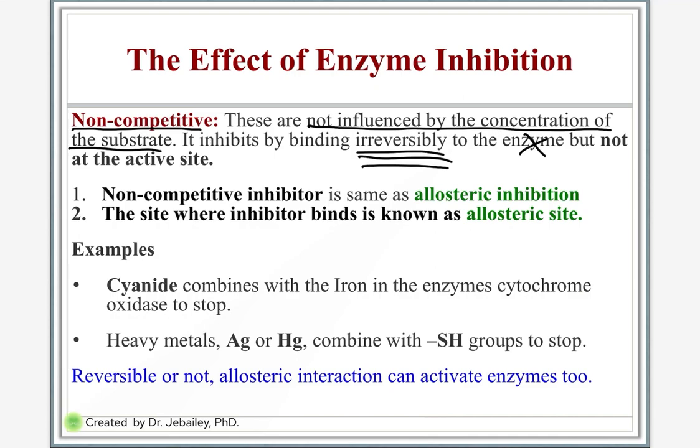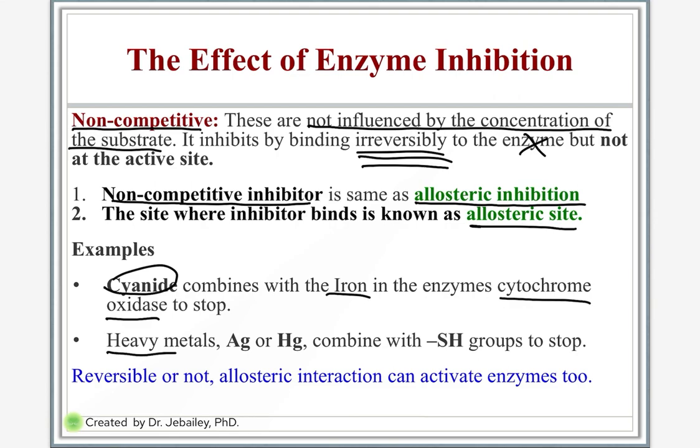So where does the non-competitive inhibitor hit? It hits the allosteric section. That means the allosteric site of the enzyme. Examples of non-competitive inhibitors include cyanide, which basically combines with iron. And what does it do? It stops cytochrome oxidase, which is part, for example, of the enzyme reactions of cell respiration in our body and the photosynthesis of plants.